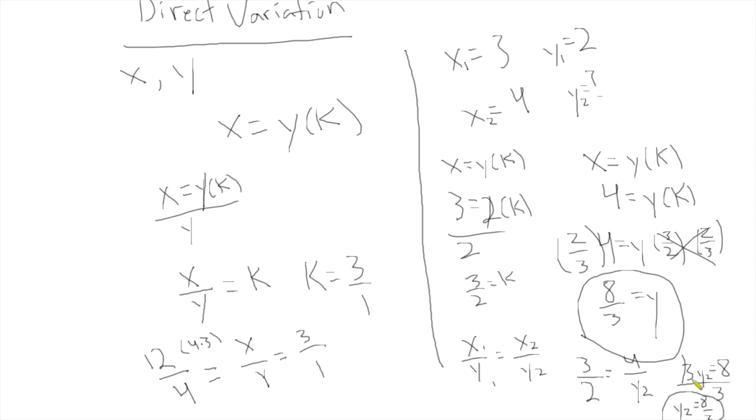Now you would just cross multiply and solve. And so I cross multiply, I get 2 times 4 is 8, that equals 3 times y2, divide both sides by 3, y2 equals 8/3.